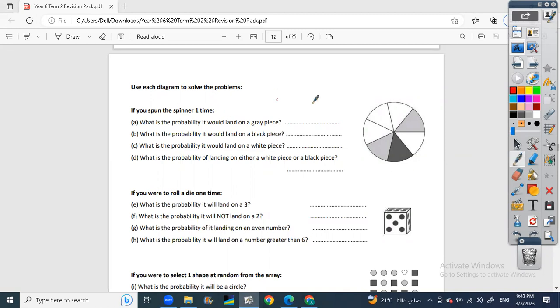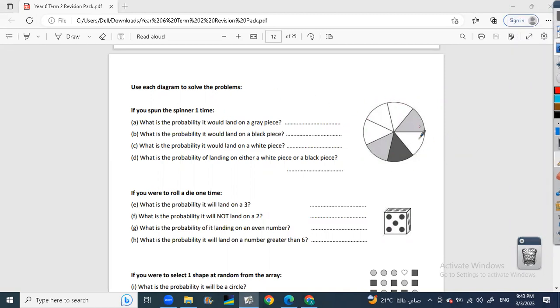So if I tell you here that we've got a spinner, and what is the probability that it would land on a gray piece if you spun it only one time? What is the probability it would land on a gray piece? Mr. Ahmed said, make it first as a fraction. So here as a fraction, gray is 2. I got only 2 pieces gray, out of how many? It's out of 7. So 2 out of 7.